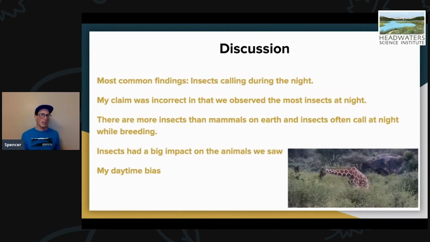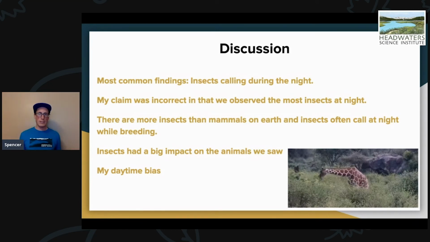As I said, our claim was incorrect because we observed so many things at night, which was way more than in the day. If we think about this a little bit, I maybe had a little bit of bias towards the daytime because I live during the day. I'm not active at night, so I maybe wasn't as willing to think about all the things animals could do at night.